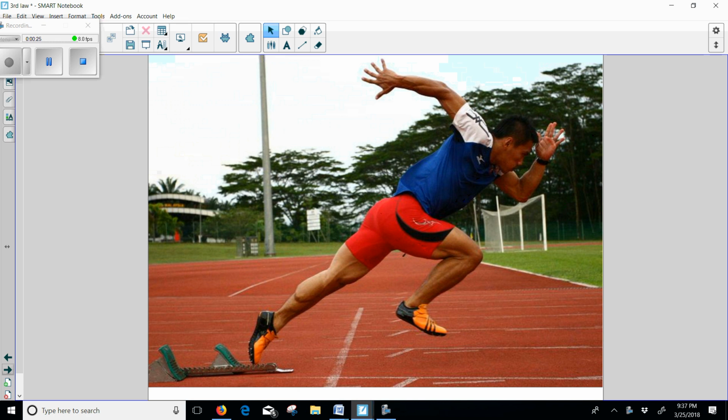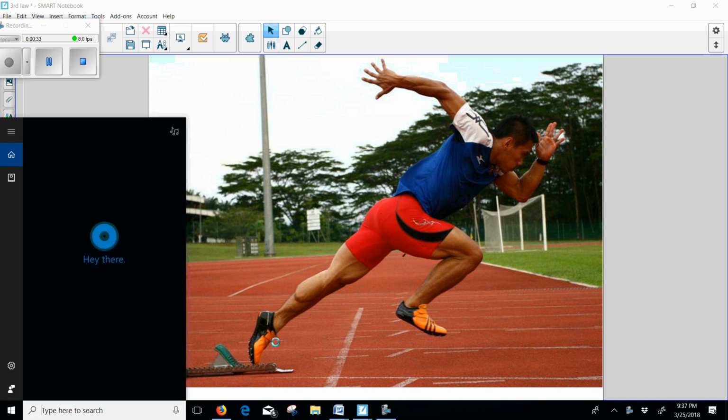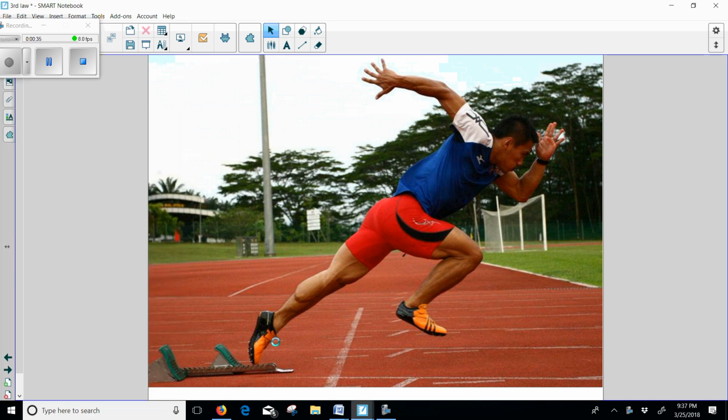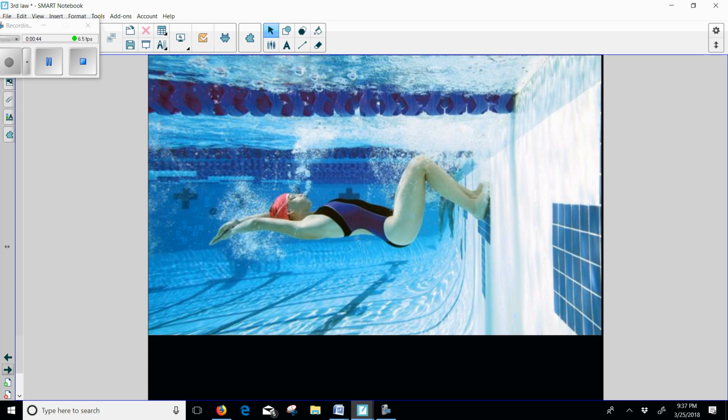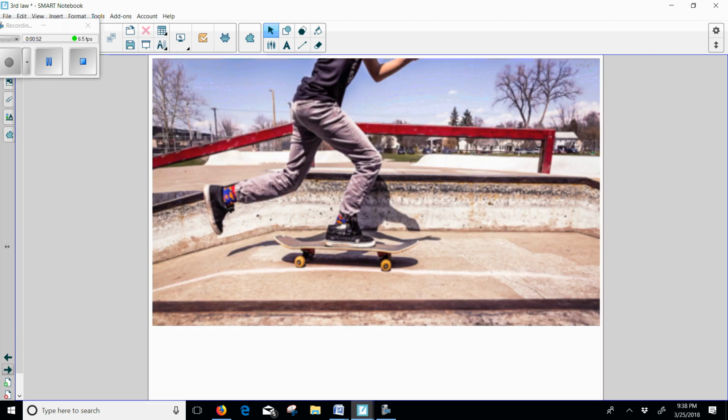You have the same phenomenon when someone is doing a quick dash. For example, this runner is running out of these blocks, and to do so, they have to push backwards in order to go forward. So again, we have this notion of pushing one way and then moving the opposite way. Even swimmers do the same thing. You push onto the wall and then the wall pushes you the opposite way, so you can pick up quite a bit of speed. All of this is an example of Newton's third law.